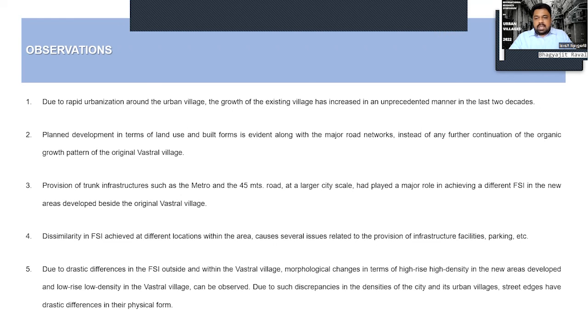This disparity in FSI achieved at different locations within the area causes several issues related to the provision of infrastructure facilities, parking, etc. Due to drastic differences in the FSI outside and within the Vastral village, there are morphological changes, with high-rise, high-density development in the new areas and low-rise, low-density in the Vastral village. Now, it can be observed that due to such discrepancies in the densities of the city and its urban villages, street edges have drastic differences in their physical form.